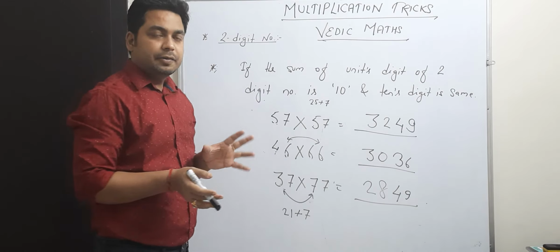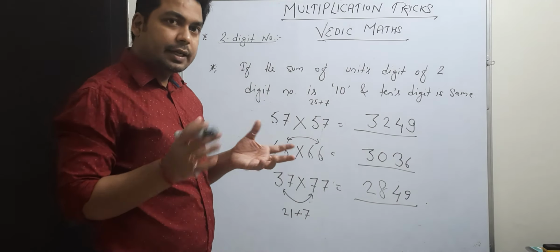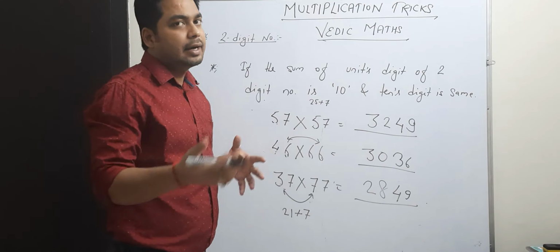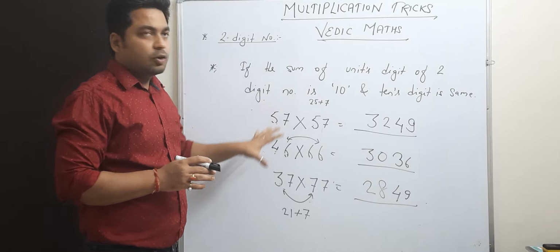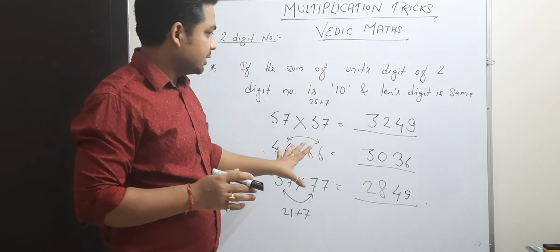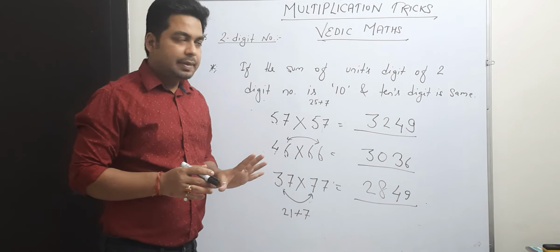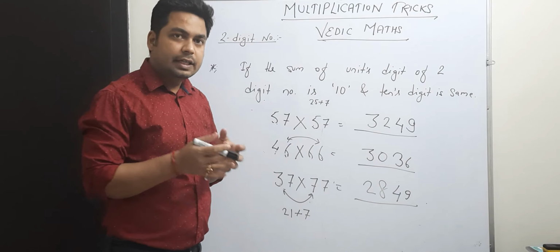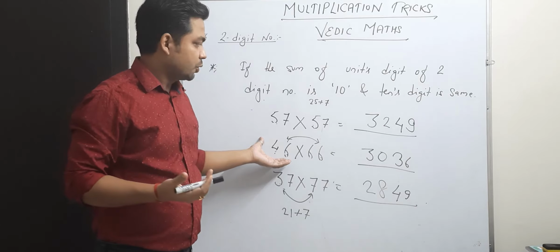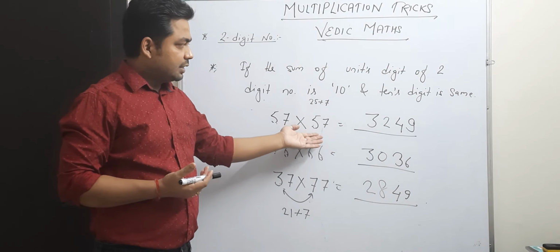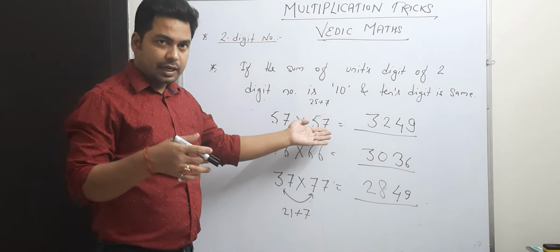If the sum of the units digits is 10, or the sum of the tens digits is 10, and the other place is equal. Okay, I hope you have understood this method. This is a very easy method by which you can solve any multiplication of this pattern within a second or 2 to 3 seconds. Okay, so we have seen how we have solved this. Again I will explain it.